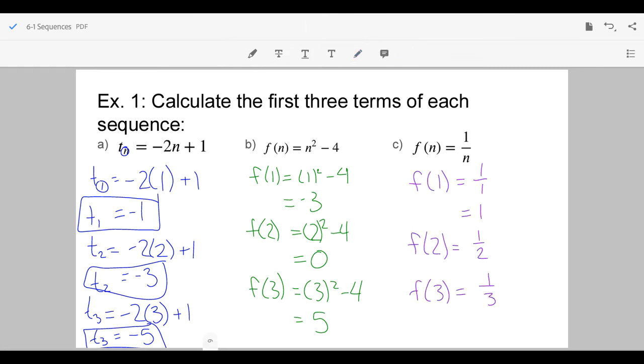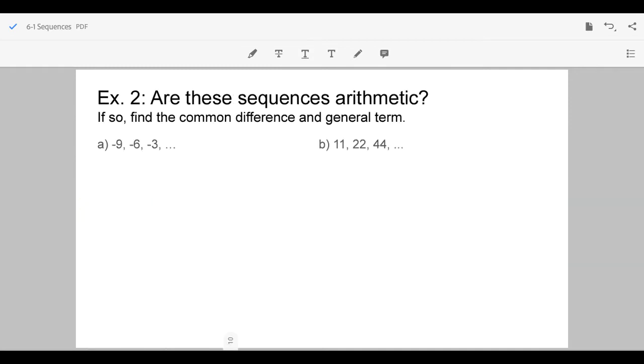So even though these last two are in function notation, you have to remember that these are discrete functions, which means that they're basically just a series of points on a graph. We do not join them with a line or a curve.